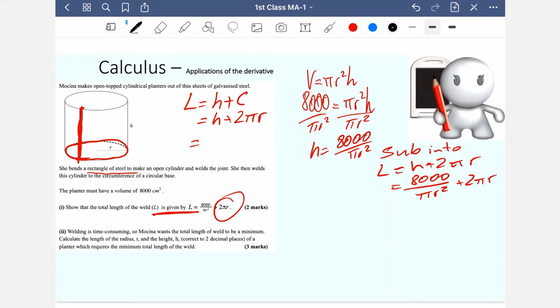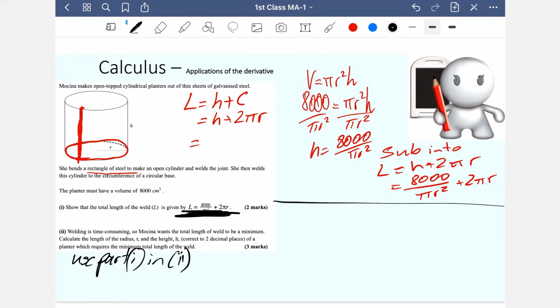Alright, so now the beauty about this question, and this is an exam question, is that if you were not able to get that, then you use part 1 in part 2. Okay, now that's a good exam question. It's going to allow you entry points at each part, okay? So let us now start part 2.